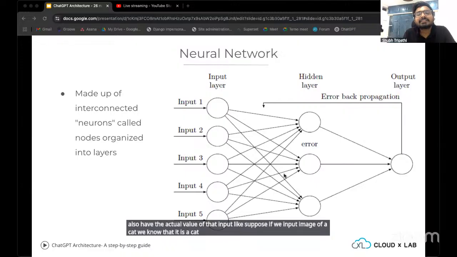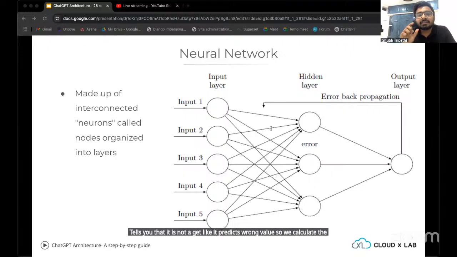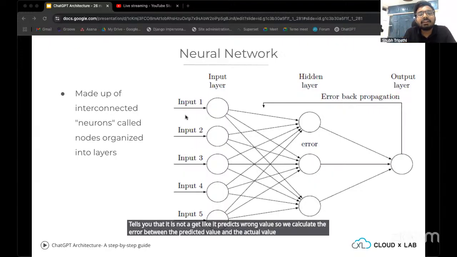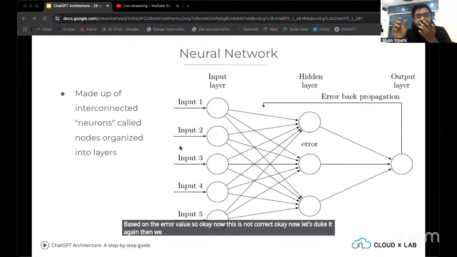In case the model tells us that it is not a cat, it predicts a wrong value, so we calculate the error between the predicted value and the actual value, and we tweak the knobs based on the error value. Okay, this is not correct, let's tweak it again. Then we pass another image and see that for this one it predicted correctly. Then let's leave the knob as it is.